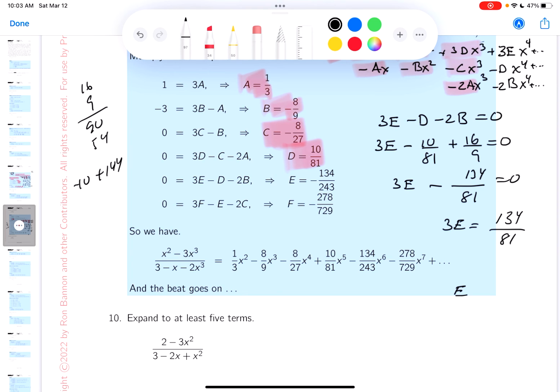I think I made a mistake somewhere. Oh, yeah. Let me just make sure. That's plus 134. Let me make sure I did 144 minus 10 is 134. Sorry about that. This is going to be minus 134. So E is minus 134 over 243. Let's go to the key and see if that's over there. By the way, I'm only doing 5, and the reason for that, they've only asked for 5, right?